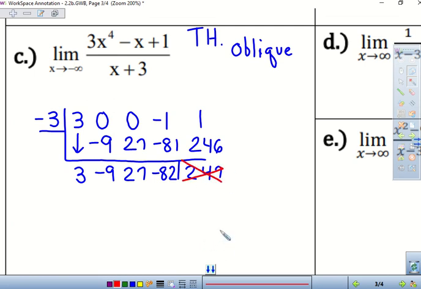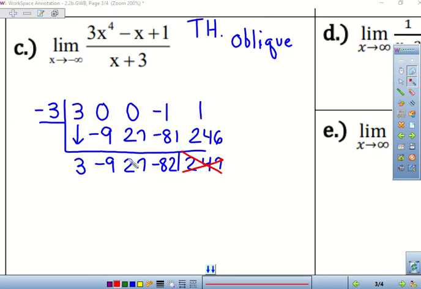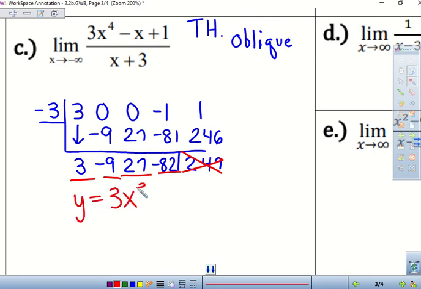Not today. Now, here's how you find the oblique asymptote itself. These numbers represent the coefficients of the division terms, or what you get as the result. This is your constant, this is your x, x squared, x cubed, and so on, right? So it would be y equals 3x cubed minus 9x squared plus 27x minus 82. That is your oblique asymptote.